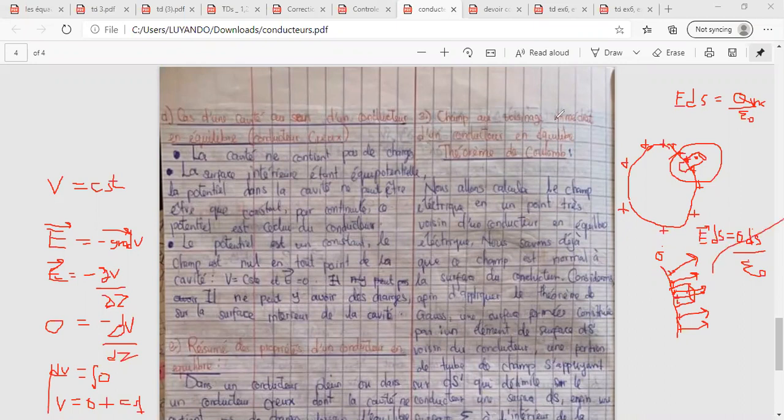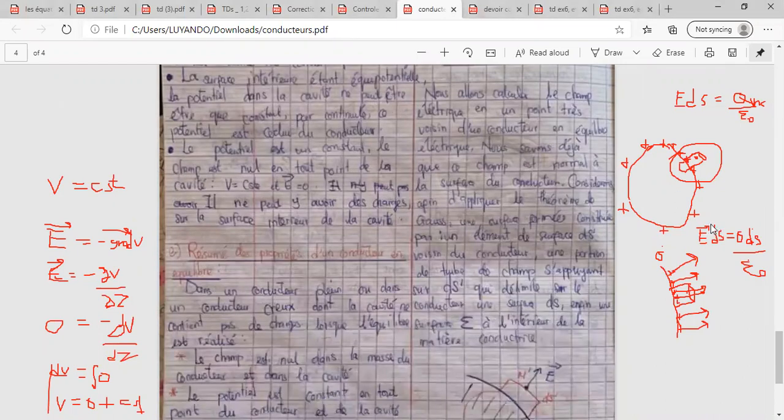After this, we're going to try and simplify the equation that we have. If we make E the subject of the formula, our dS is going to cancel at some point, and we're going to remain with E is equal to sigma over epsilon 0, which is what they were trying to explain to us here.